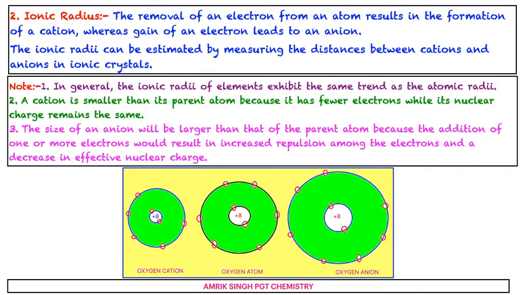And if I remove one electron from the oxygen atom, the nuclear charge will be 8, but the number of electrons will now be 7 in the cation. Now the effective nuclear charge becomes more for each electron, so the size will be less, as shown in the diagram here: oxygen atom, oxygen cation, oxygen anion. The anion is bigger than the parent, and the cation is smaller than the parent oxygen.